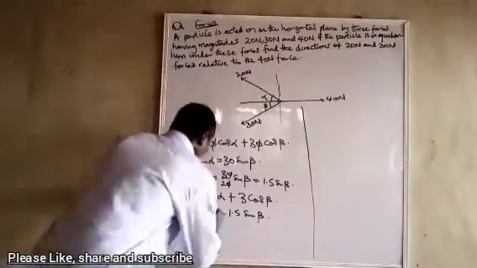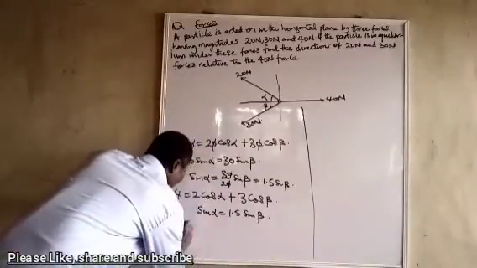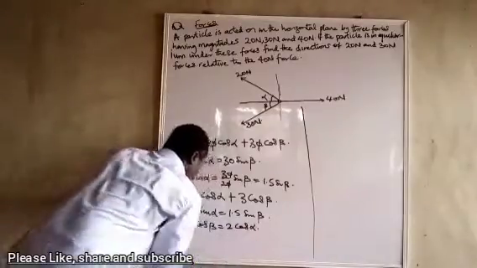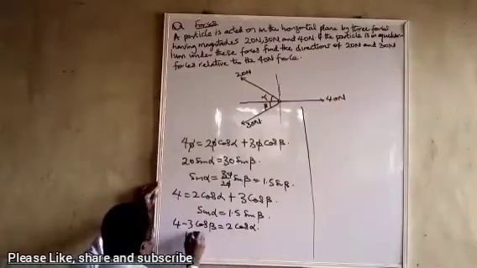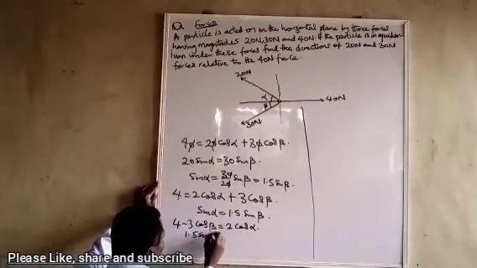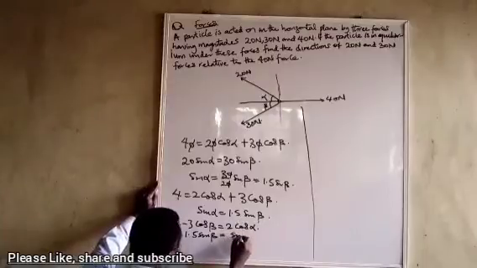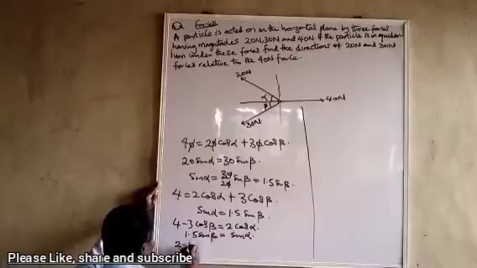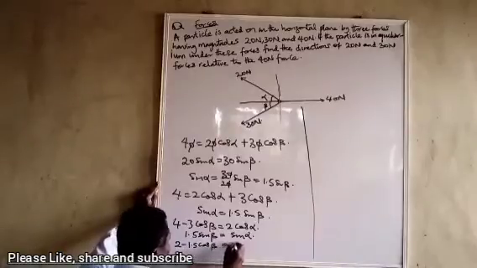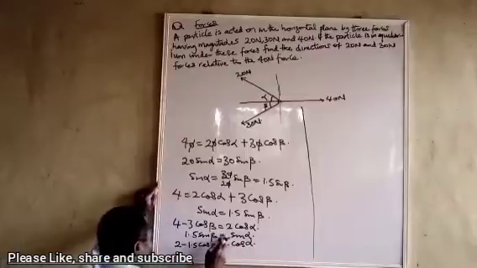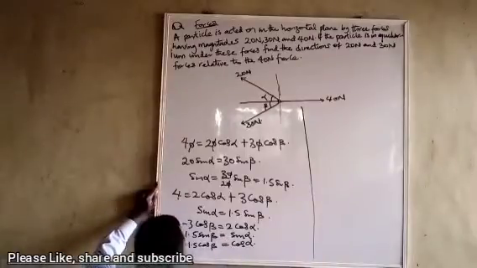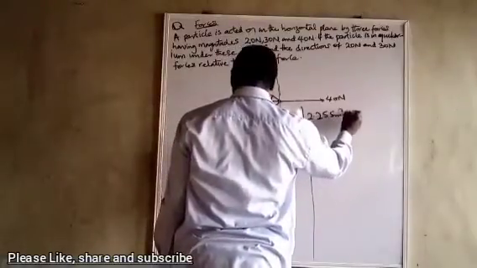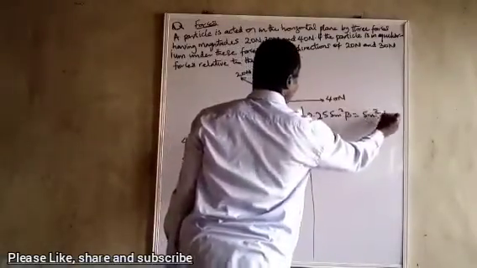Let me bring this one to the side. So I have 4 minus 3 cos beta is equal to 2 cos alpha, and 1.5 sine beta is equal to sine alpha. Okay, let me divide this one by 2. So that will be 2 minus 1.5 cos beta is equal to cos alpha. So let me square this equation and add the 2. So I have 2.25 sine squared beta is equal to sine squared alpha.